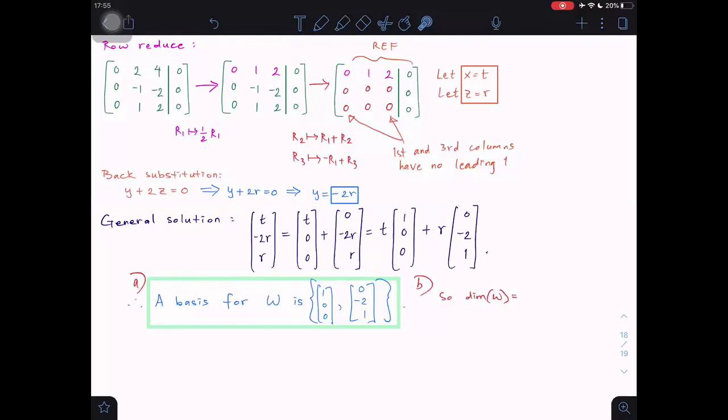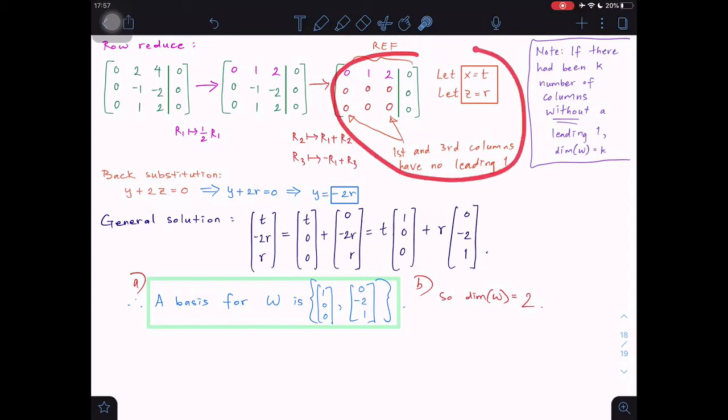Now that we have a basis for W, we can easily answer part B of the question. The dimension of W is 2 because we have two vectors in a basis. As a side note, if we had arrived in this REF matrix here and we saw that there had been k number of columns without a leading one instead of 2 columns without a leading one, then the dimension of W would have been k.